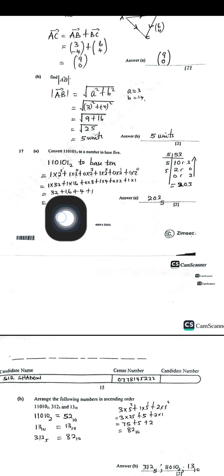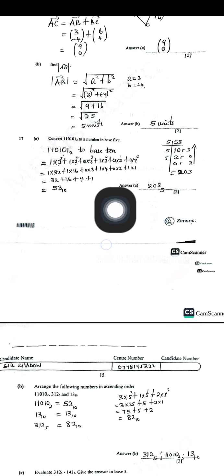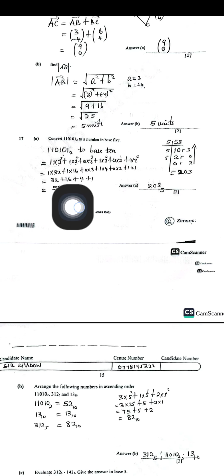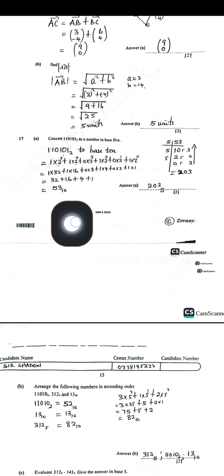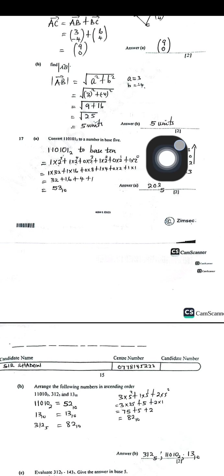So 1 times 2 to the power 5, you get 32, plus 1 times 16, plus 0 times 8, plus 1 times 4, plus 0 times 2, plus 1 times 1. This gives us 32 plus 16 plus 4 plus 1, which gives us 53 base 10. But we were asked to convert that number to a number in base 5. So let's move from base 10 to base 5.